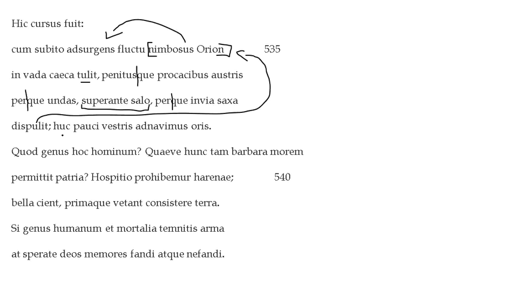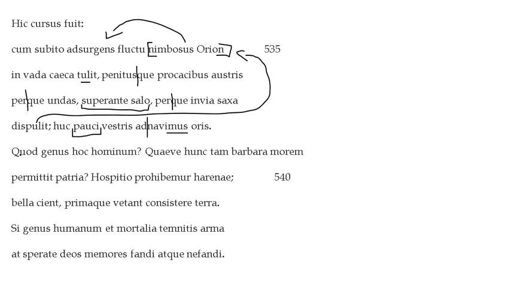All right. So huc, to this point, pauci vestris adnavimus oris. You might be confused initially because there's no clearly expressed subject, but here the adjective pauci and the person and number of the verb indicate that the subject is Ilioneus and his companions. Remember that Ilioneus is still speaking, and he will be for the next several lines. So adnavimus. Notice that this is compounded from ad and no.